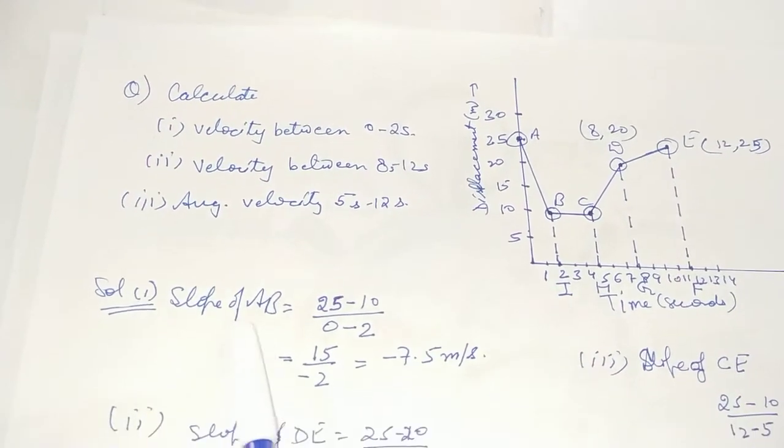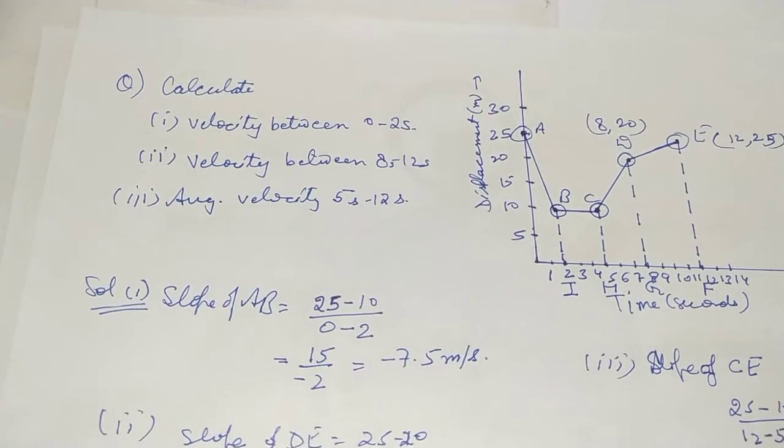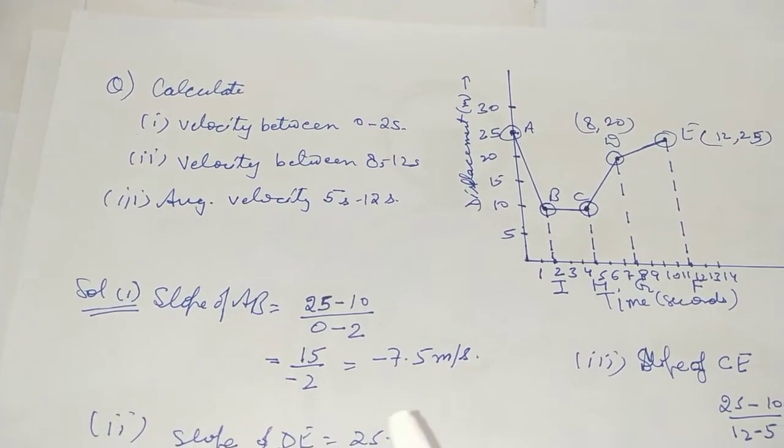simply calculating the slope of that very line. The slope will be giving us the thing required. The slope over here will give us the velocity.